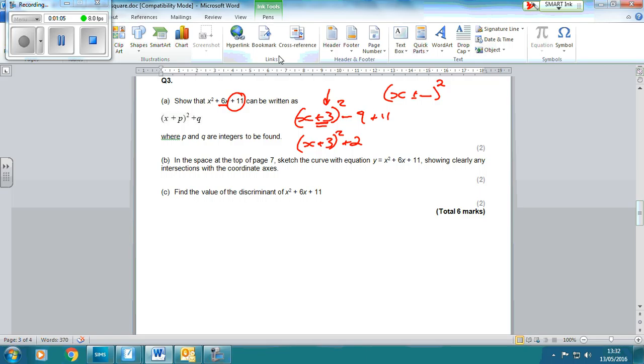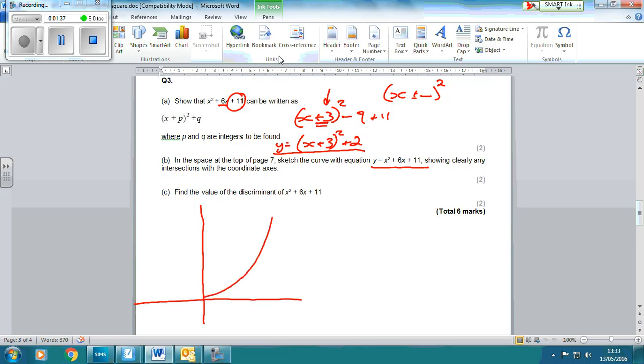Okay, question B. In the space at the top of page 7, sketch the curve with that equation showing clearly any intersections with the coordinate axes. Now, you've also asked me to do a graph sketching video, which I will do, but if you're going to sketch a graph, this is a good revision for it. So y equals x squared plus 6x plus 11 can be written as y equals x plus 3 squared plus 2.